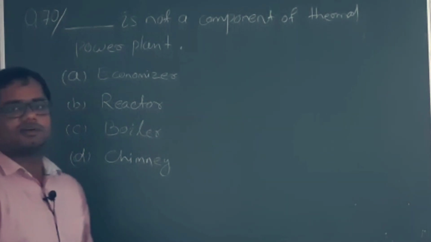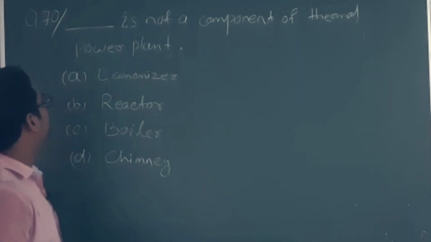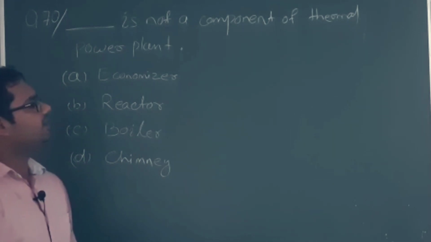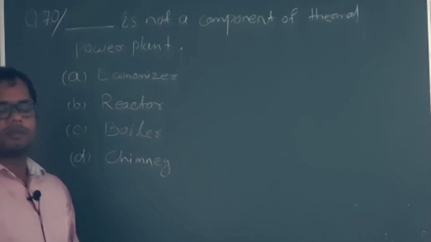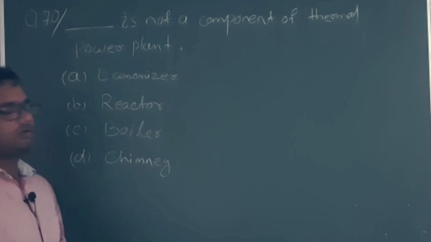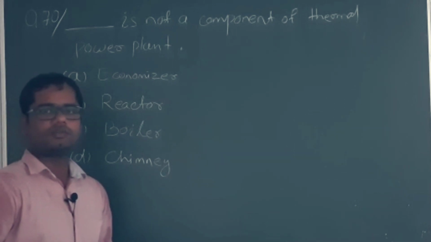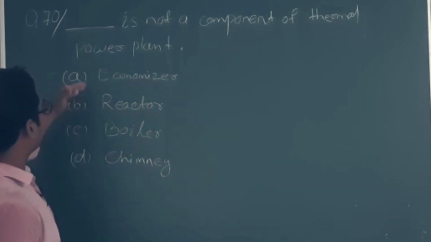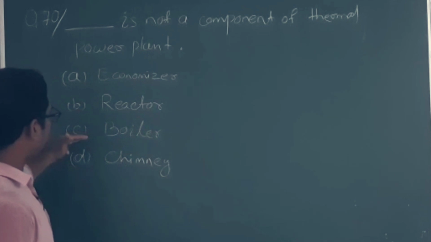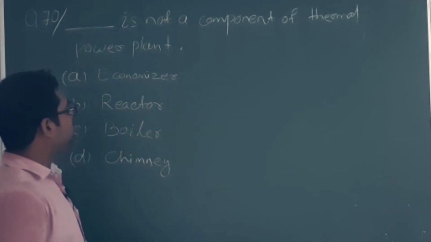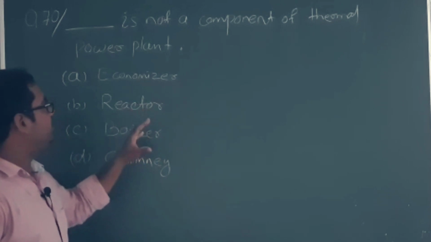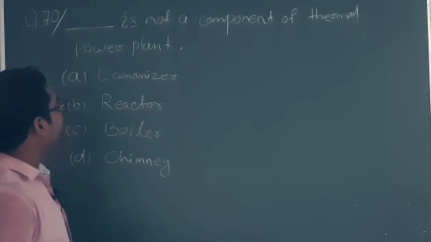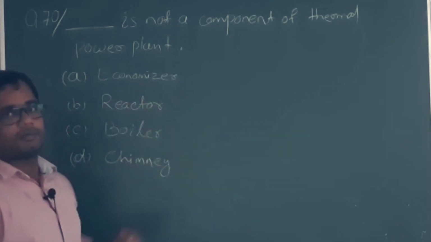So question number 70, this is the last question of this class. The question is, dash is not a component of a thermal power plant. Okay, in our electrical system we have covered a number of power plants, like hydro, thermal and nuclear. So here some components are there. One component is economizer, then reactor, then boiler, then chimney. So first of all, I will discuss the working of each component, then you can identify which component is related to a thermal power plant or not.